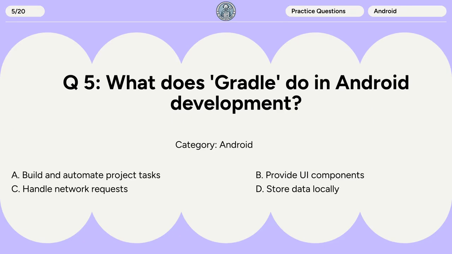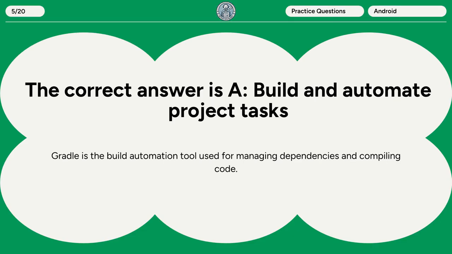Question 5. What does Gradle do in Android development? A. Build and automate project tasks. B. Provide UI components. C. Handle network requests. D. Store data locally. The correct answer is A. Build and automate project tasks. Gradle is the build automation tool used for managing dependencies and compiling code.